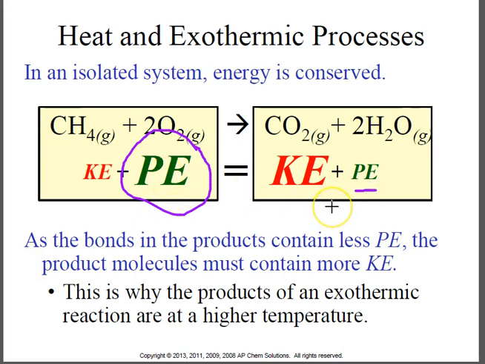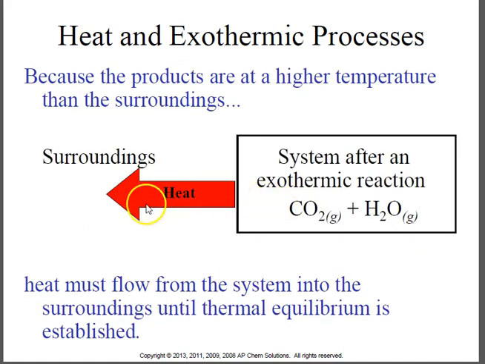If your potential energy goes down, then your kinetic energy has to go up because of the law of conservation of energy. So the bonds in the products have less potential energy, so that means the molecules have to have more kinetic. So here our products are at a higher temperature. Right? What are they going to do with that excess temperature that they have? Higher temperature than the surroundings, they'll give off some of that heat to the surroundings.